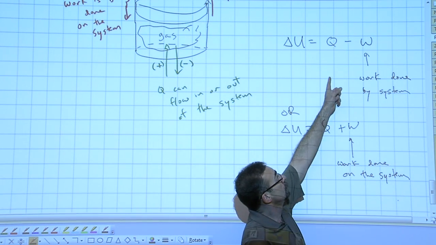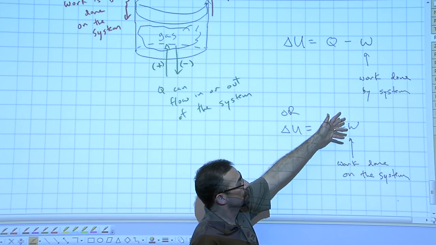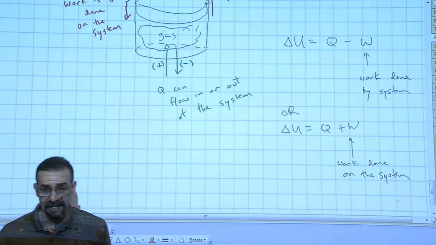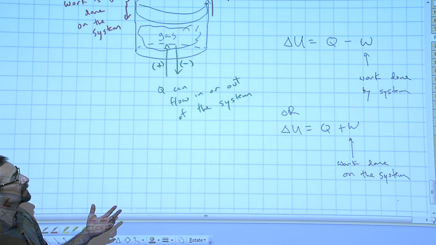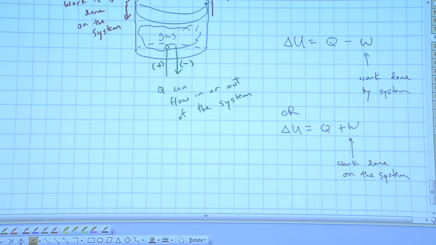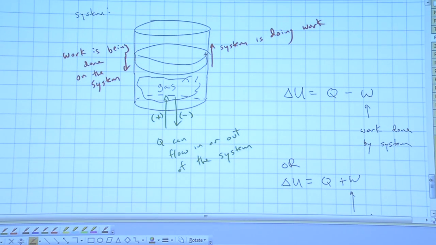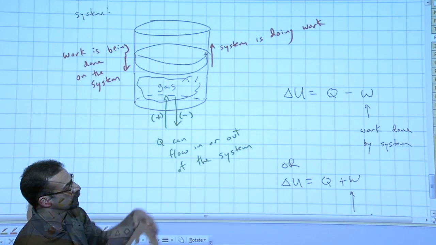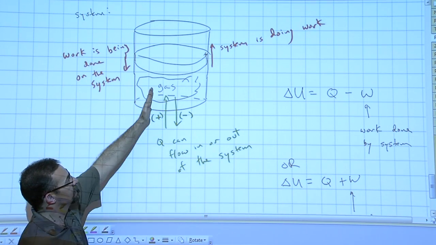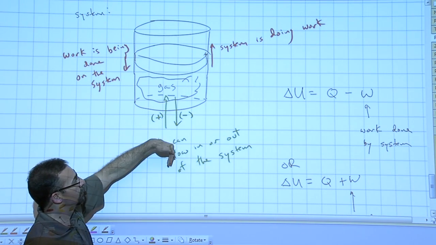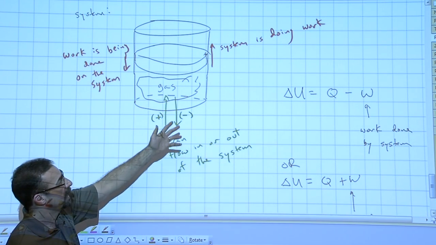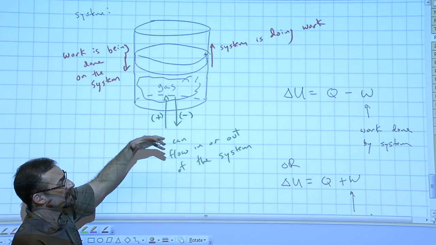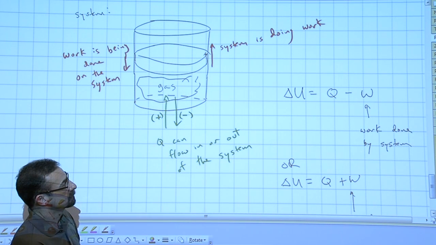Our textbook uses the first equation, and so that's the way I'm going to write it for now. Delta U equals Q minus W. It's a conservation of energy. That change in internal energy of our system, of our gas, is equal to the amount of heat that flows in or out minus the work done by the system. The heat that flows in is positive Q. The heat that flows out is negative. The work done by the system can be positive if the volume of the system is increasing, and negative if the volume of the system is decreasing.